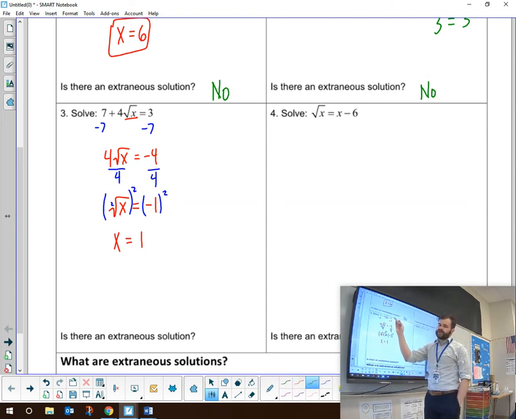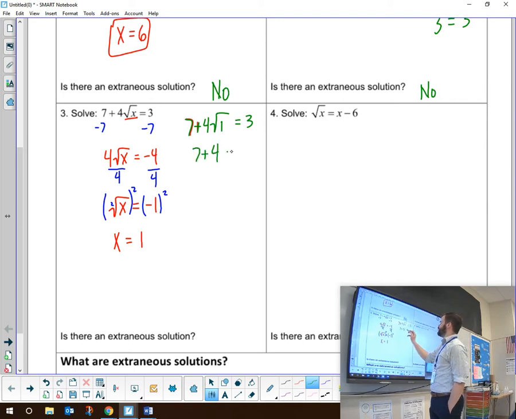So we're going to take our original equation and plug this in. So I'm going to go 7 plus 4 times the square root, and we're checking 1, so we're going to plug in 1 for x, equals 3. Okay, well the square root of 1 is 1. 1 times 4 is 4. Uh-oh. 4 plus 7, it's not looking good, is it? 4 plus 7 is 11. 11 doesn't equal 3. So this is one of those examples where we get an extraneous solution.